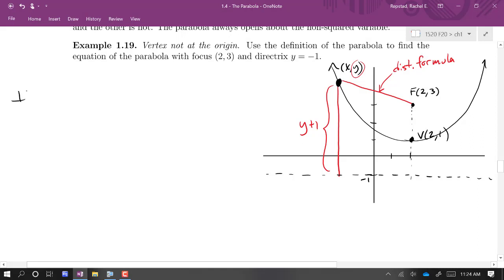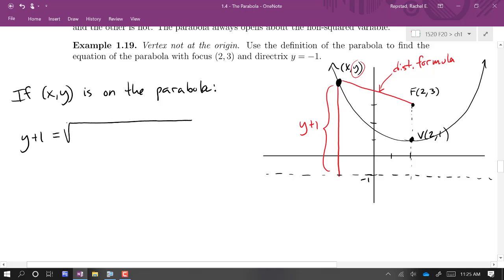So if (x, y) is on the parabola, then the distance y plus 1 must be equal to that other distance. So the distance formula is, let's see, x2 minus x1 squared. So x minus 2 squared, difference in x's squared, plus difference in y squared, y minus 3 squared. There's the beginnings of an equation.